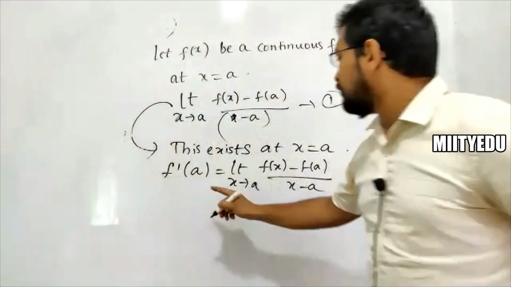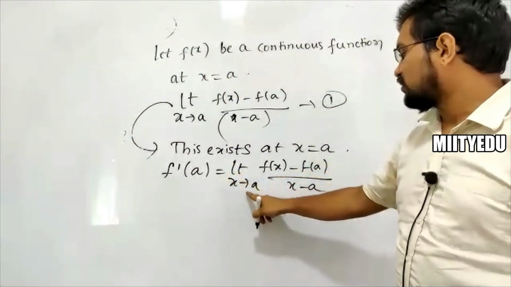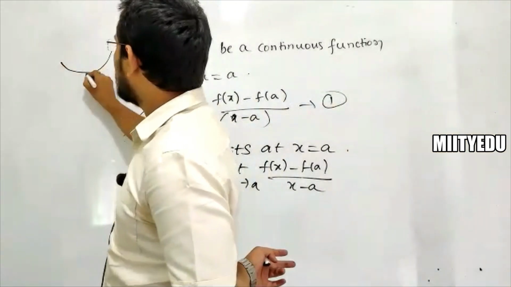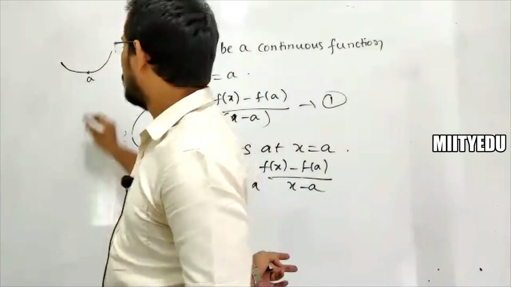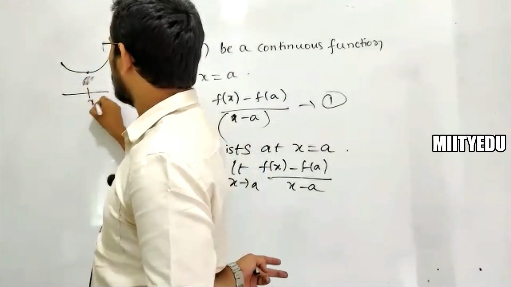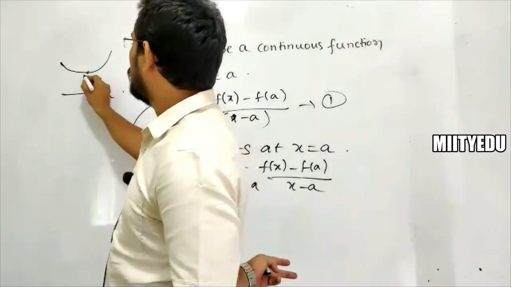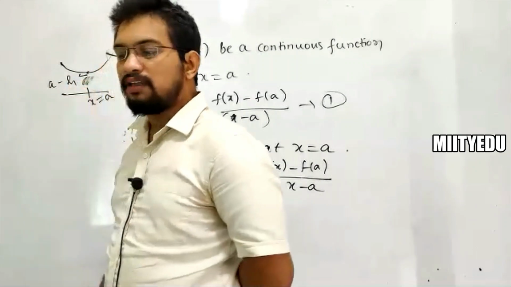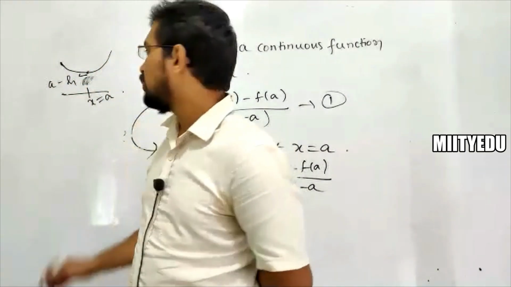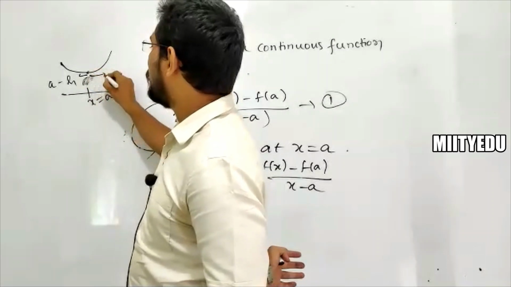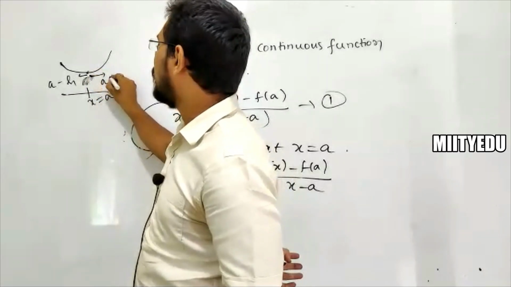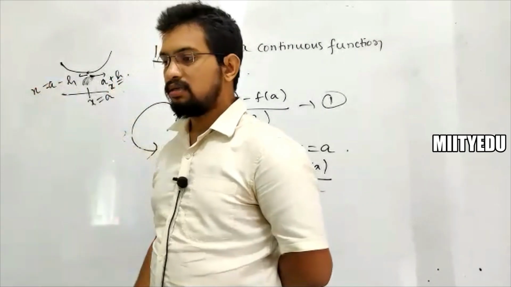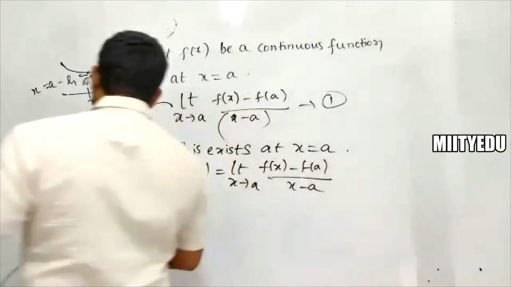now f dash a is something like limit x tends to a of f of x minus f of a by x minus a. Let's say on a curve, there is a point a. This is something like x is equal to a. If I move just before this one, in the neighborhood of this one, I'll take it as a minus h. If I move just after this in the same neighborhood on the right hand side, I'll treat it as a plus h. Here the value of x is a plus h. Here the value of x is a minus h.